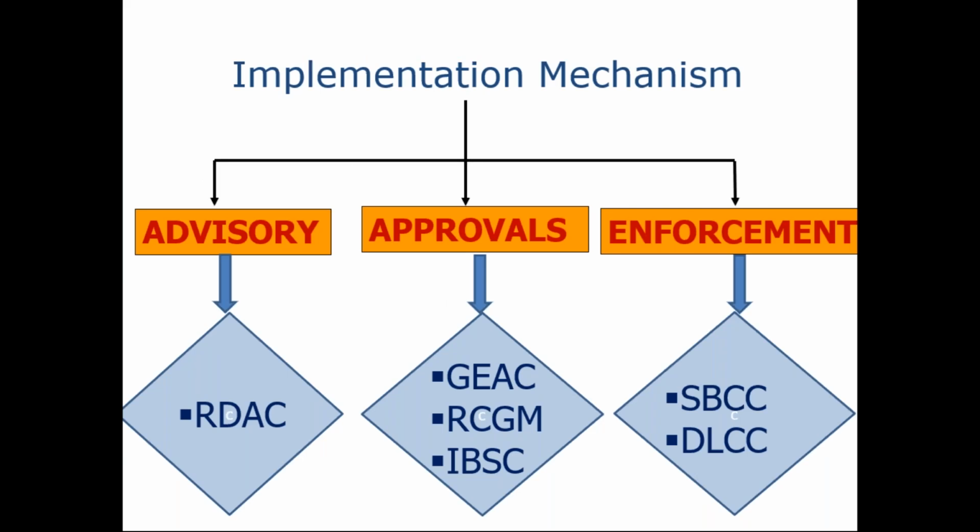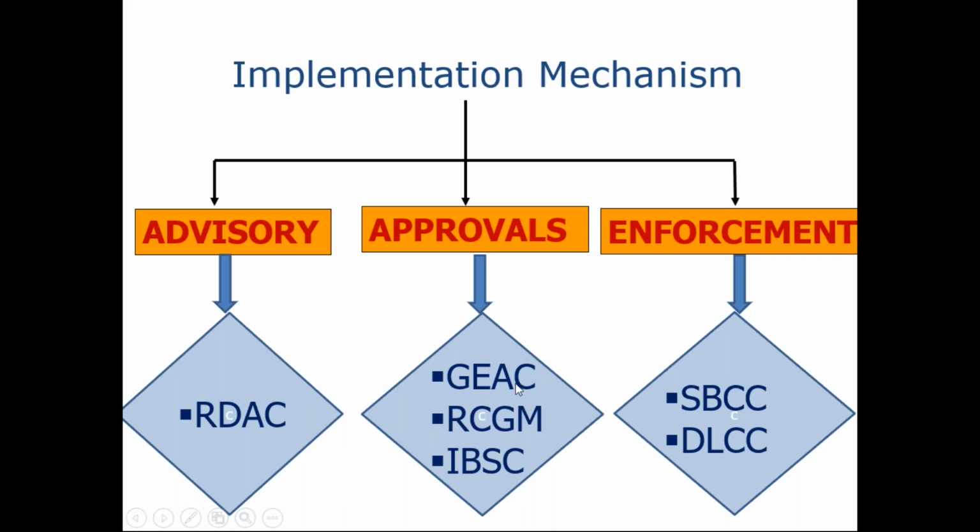So the implementation mechanisms for this are, we have an advisory committee, which is called the Research Advisory Committee. We have the approvals, where your initial experiments have to be approved by your institute's biosafety committee. Then you have to get approval for greenhouse trials from the Research Council on Genetic Manipulation under DBT.